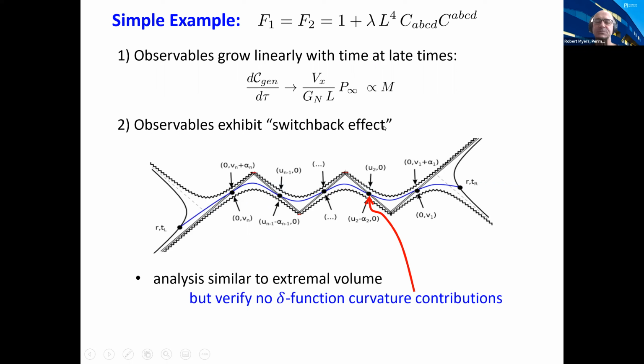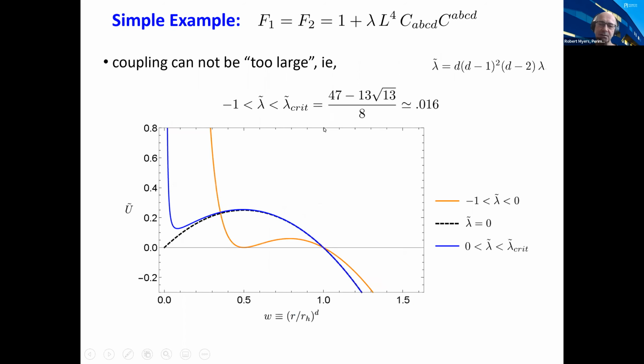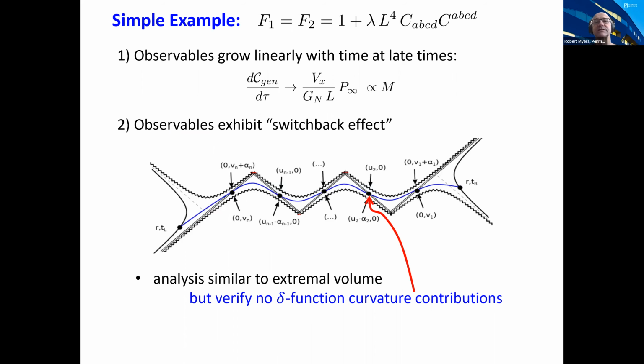We can also think about the switchback effect here. I won't talk about any details. The analysis is similar to what we would have done for CV. The only thing we have to worry about is, does this introduce any sort of delta functions or extra contributions when the surface passes through the shock wave? But the answer is no. And so we get both the linear growth proportional to the mass, and we get the switchback effect.